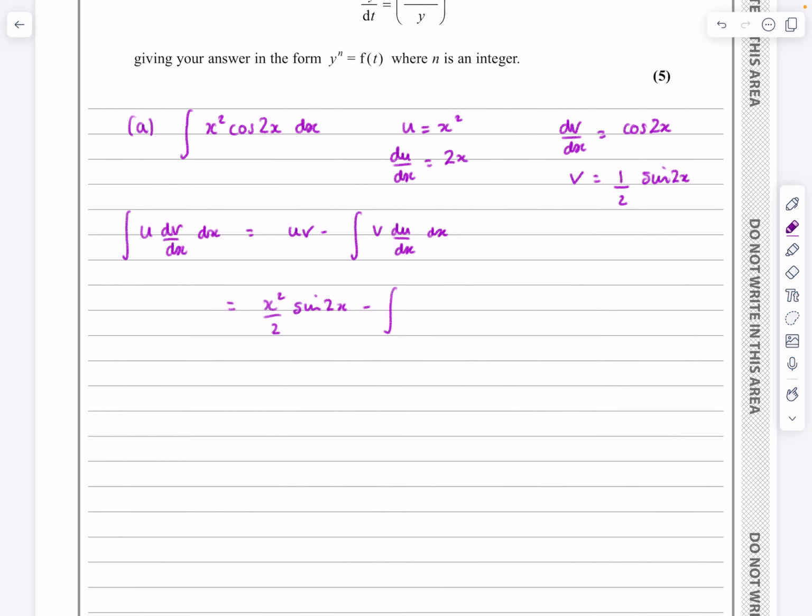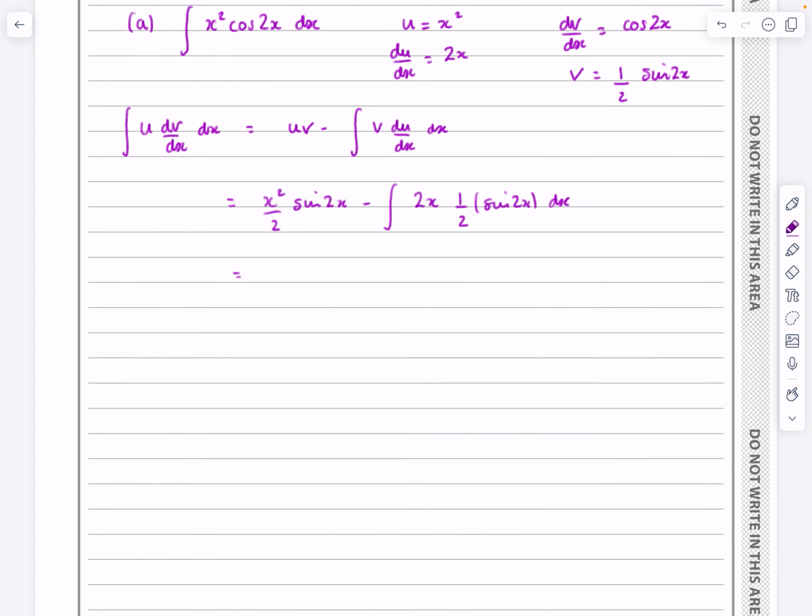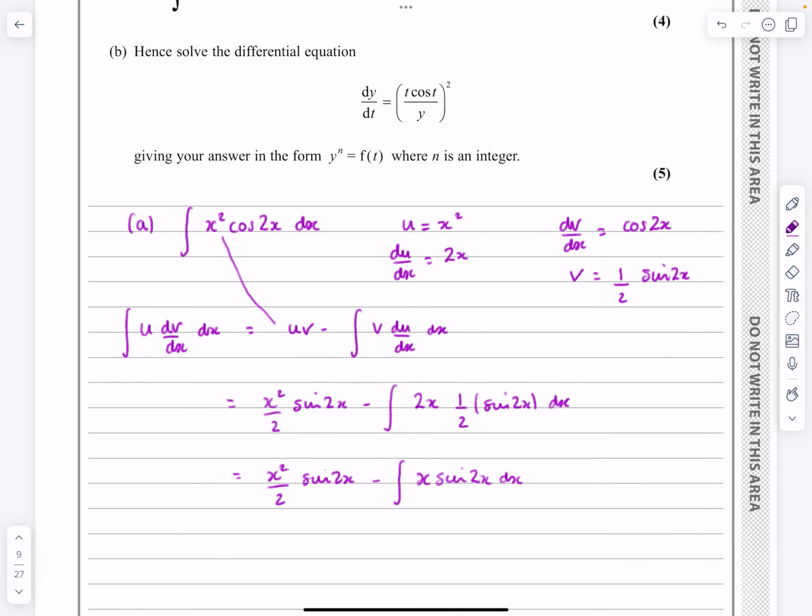v du by dx is the bottom two, so let's just do it slowly, it's 2x times half sine 2x dx, but easier than that, it's going to be x squared over 2 sine 2x. We can just tidy up that second part to minus the integral of x sine 2x dx. Now, as I said right at the very start, by putting this process through once, we've at least got rid of the x squared, and now we've only got x sine 2x.